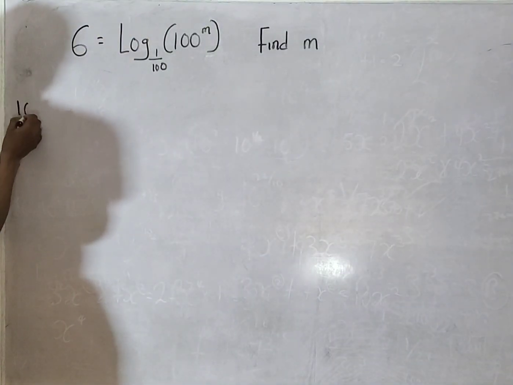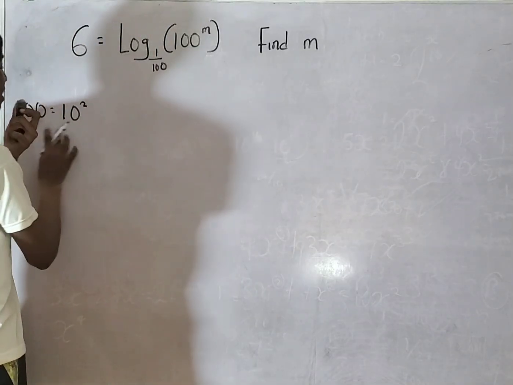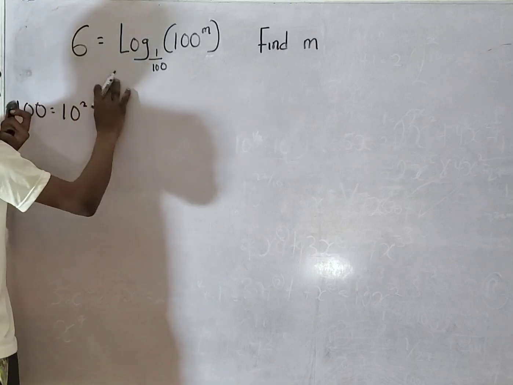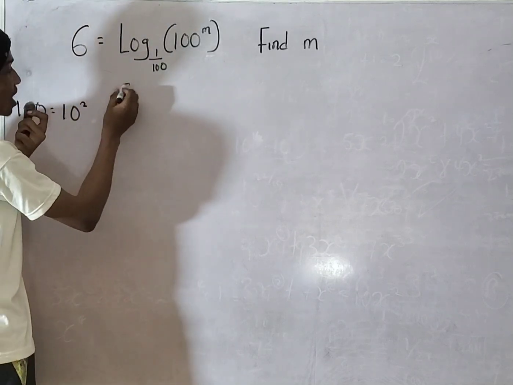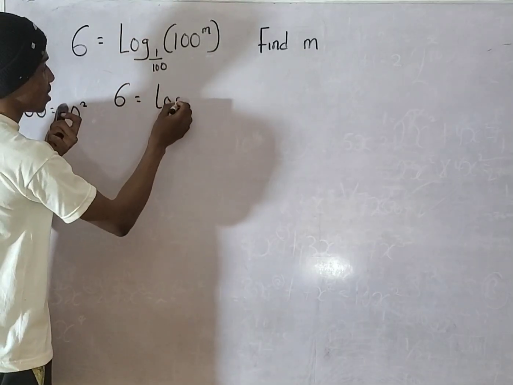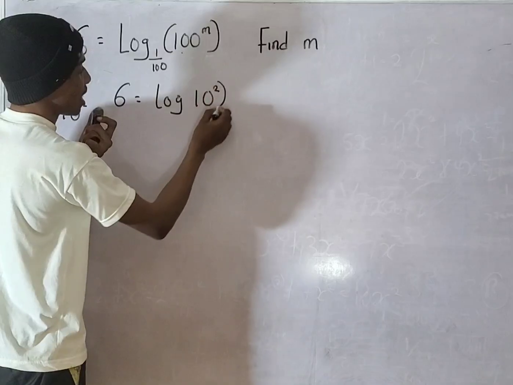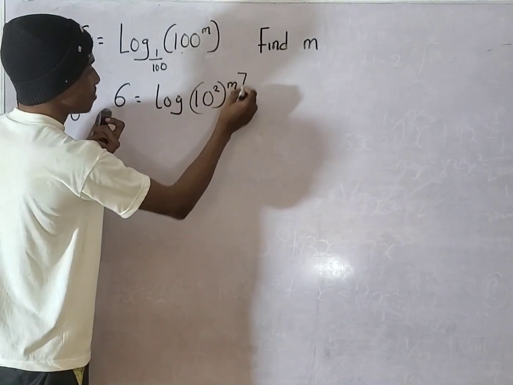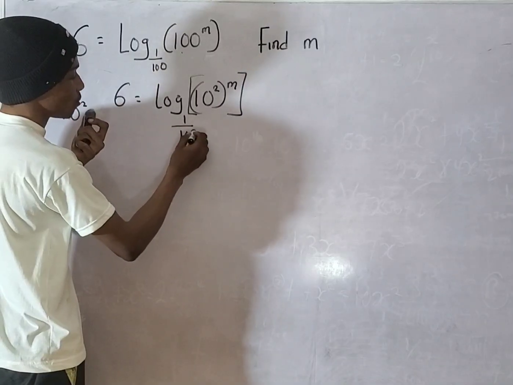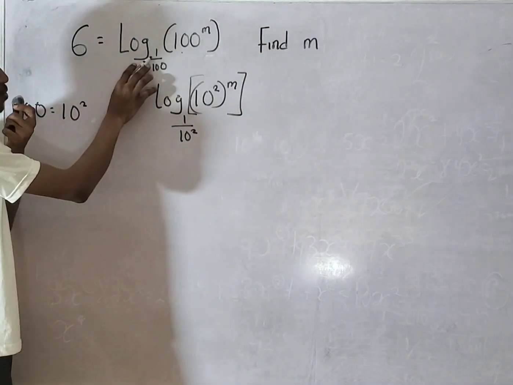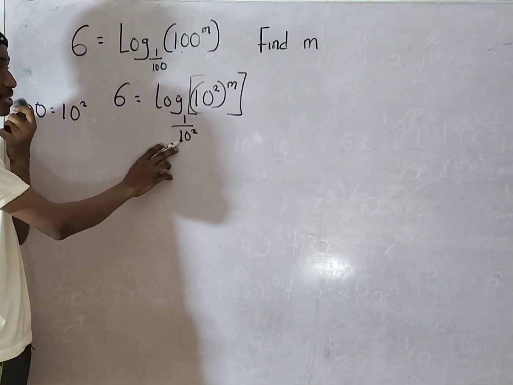Recall that 100 can be written as 10 raised to the power of 2. Are you following? So anywhere I see 100 in this logarithmic equation, I'm going to replace it with 10 raised to the power of 2. So I'm going to have 6 equals log, instead of 100, 10 raised to the power of 2, and this will be raised to the power of m, and then the base is 1 over 10 raised to the power of 2. Are you getting it? We have 1 over 100, and 100 is replaced as 10 raised to the power of 2. That is why I have this.